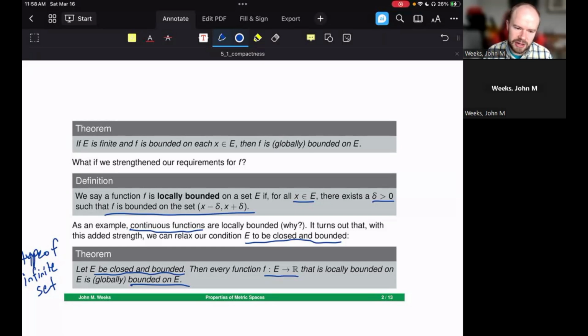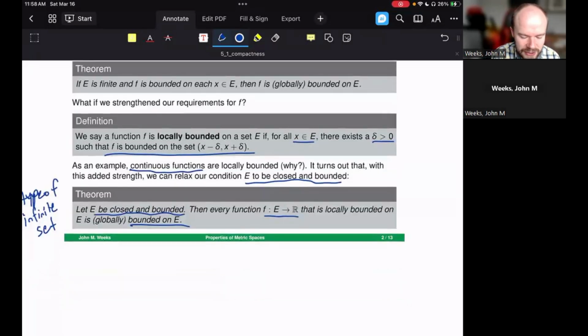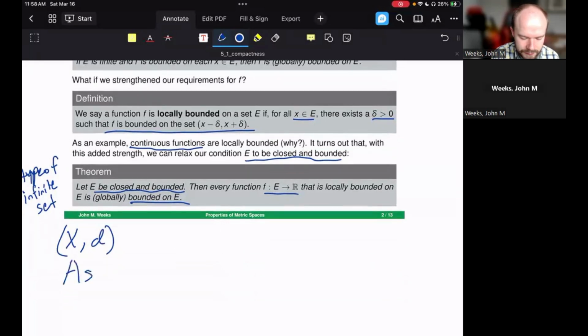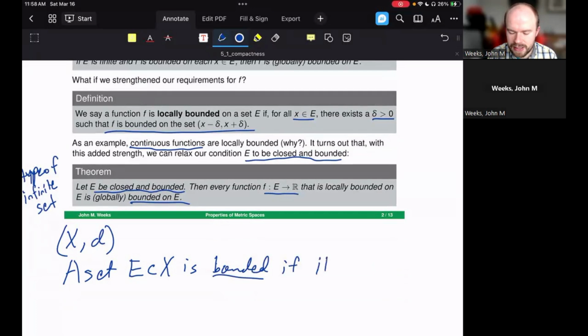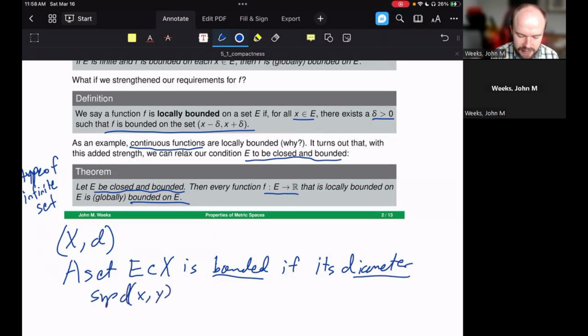Now, there's an interesting thing here: we can define closed and bounded as something not just on the real numbers. We could be defining this on any metric space. So let's say that you have a metric space X and d, then we can say a set E, a subset of X, is bounded, and I think we've done this before, if its diameter, which is the supremum over all x and y in the set E of the distance d(x, y), is finite.